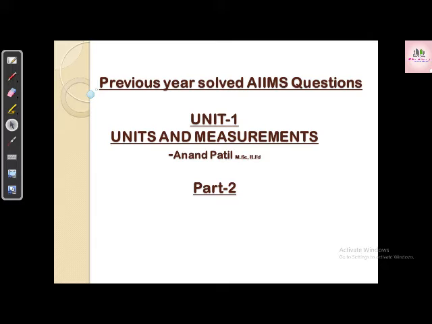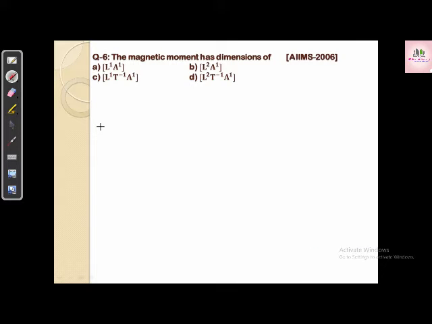So let us start with the solutions of the next questions. The question is question number 6. The magnetic moment has a dimension of. This question was asked in All India Institute of Medical Science entrance examination 2006. So they have given four options.